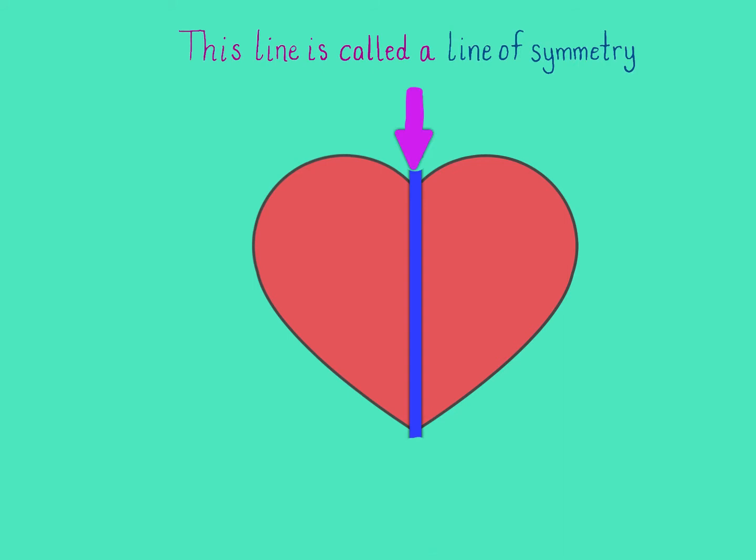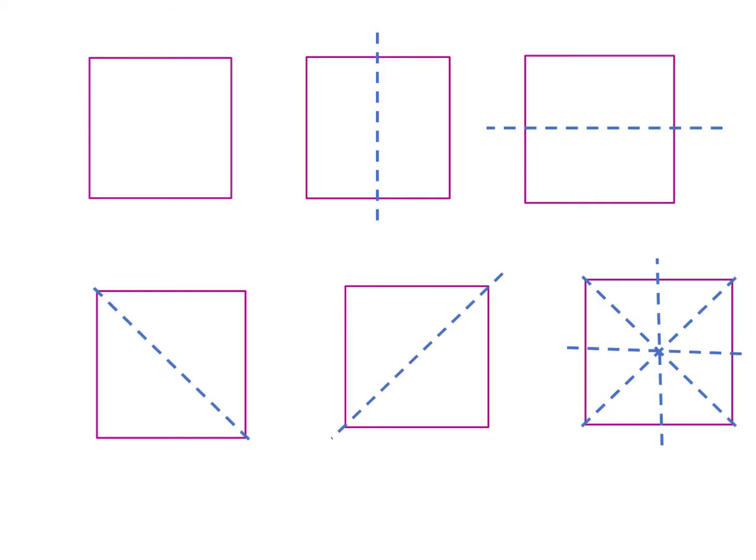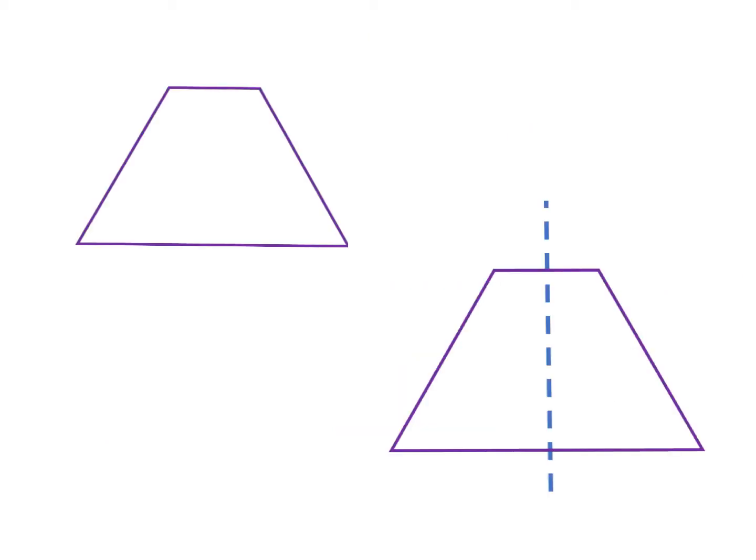When we can fold an image along a line and both halves match exactly, this line is called the line of symmetry. A square can be folded 4 different ways and the sides will be matched perfectly each time. A trapezoid has only one fold where both sides match.